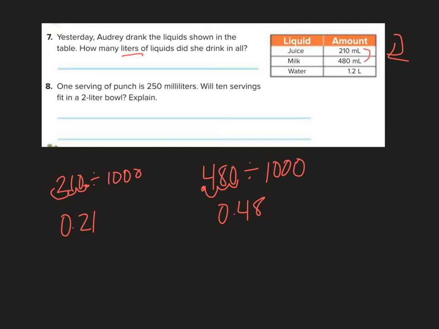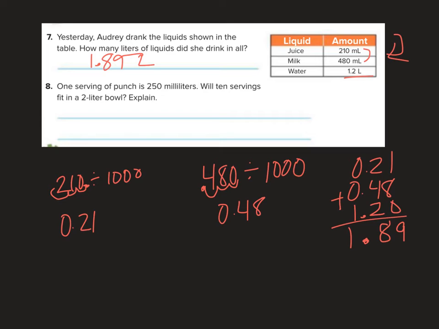And I need to add that together. 0.21, 0.48, and 1.2. Remember, when we're adding up decimals, line up the decimals. And then that decimal falls right below. So 8 and 1 makes 9. 4 and 2 makes 8. And 0 plus 0 plus 1 is 1. So how many liters of liquids did she drink? 1 and 89 hundredths liters.